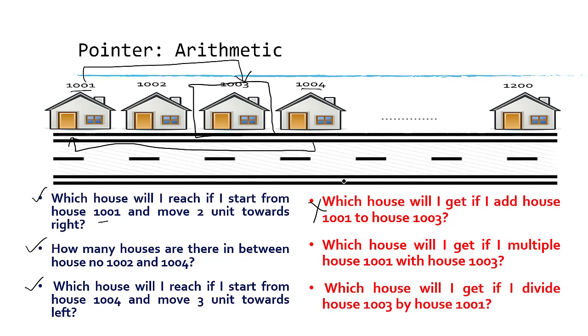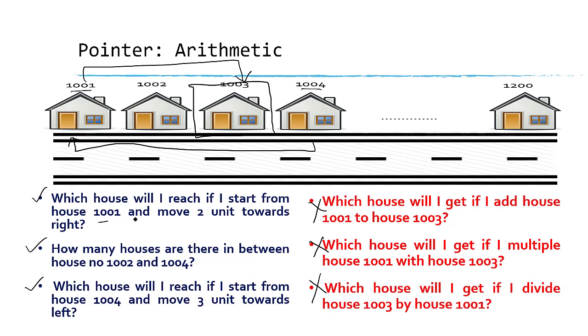Multiplying two house numbers will not give me any house number because the road is over. So that is not a valid question. Similarly, if I divide the house number 1003 by 1001, that will not give me any house, because a house number cannot be a fraction in this case. So this is also not a valid question. So the valid questions are these three.